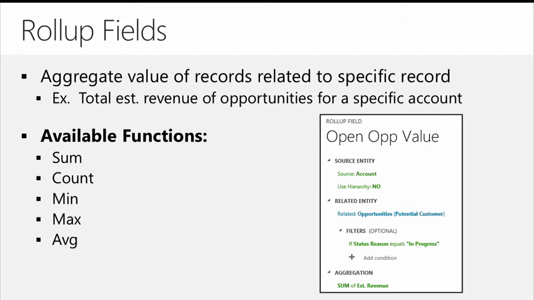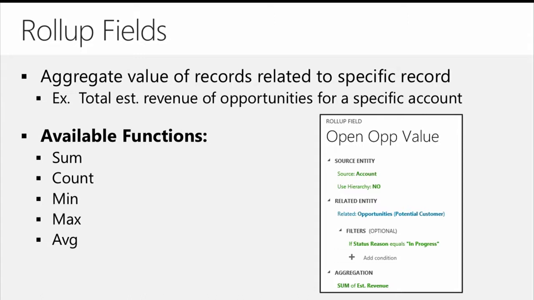So I want to go out and look at all of the open opportunities and roll up that information based upon whether or not it's in progress. Now, what's cool about these roll-up fields is you also have the ability to pull in hierarchical information. So for example, you have this concept of an account, and this account might have sub-accounts associated with it. So when I'm doing these formulas or these roll-up fields, I can determine whether or not I want the sub-account information to also be rolled up as part of the parent.